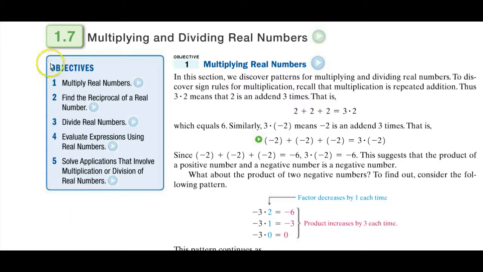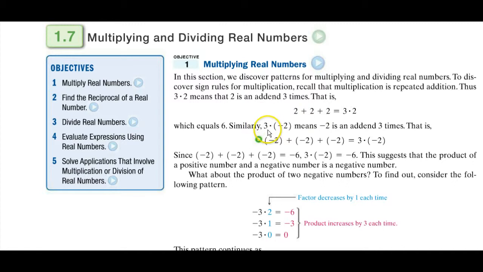On to section 7, chapter 1, multiplying and dividing real numbers. Basically, we're going to do a quick review of multiplication, some of the rules. If we add 2 plus 2 plus 2, that is the same as taking 2 and multiplying it 3 times, because multiplication is like a shortcut for addition.